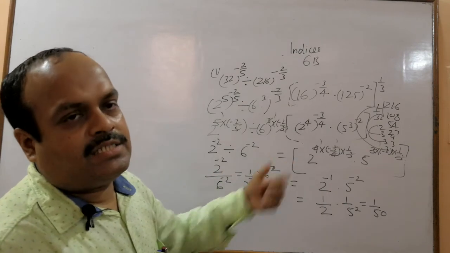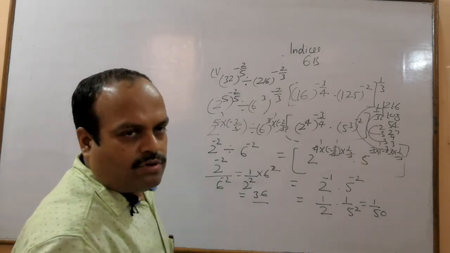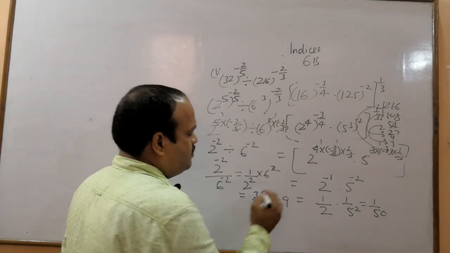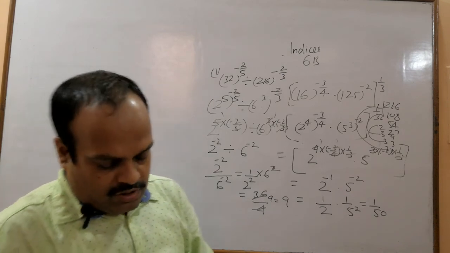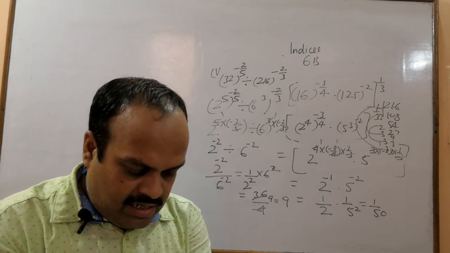So 6 square is 36. 2 square is 4. So 4 9s are 36. So the answer is 9. So I have done every part of question number 1.